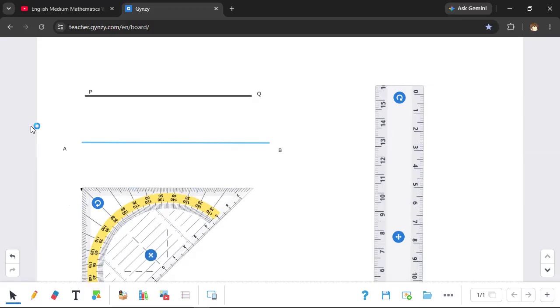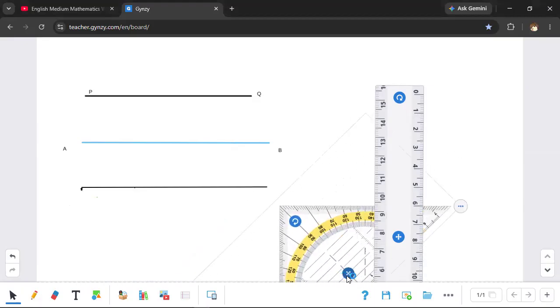So exactly you have to draw the line from here to here. Those are the steps that you need to do in order to draw the line perfectly.